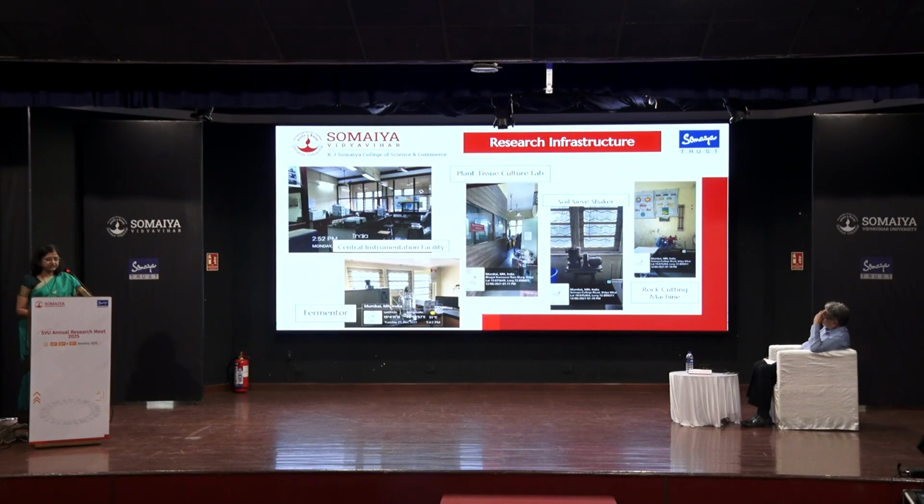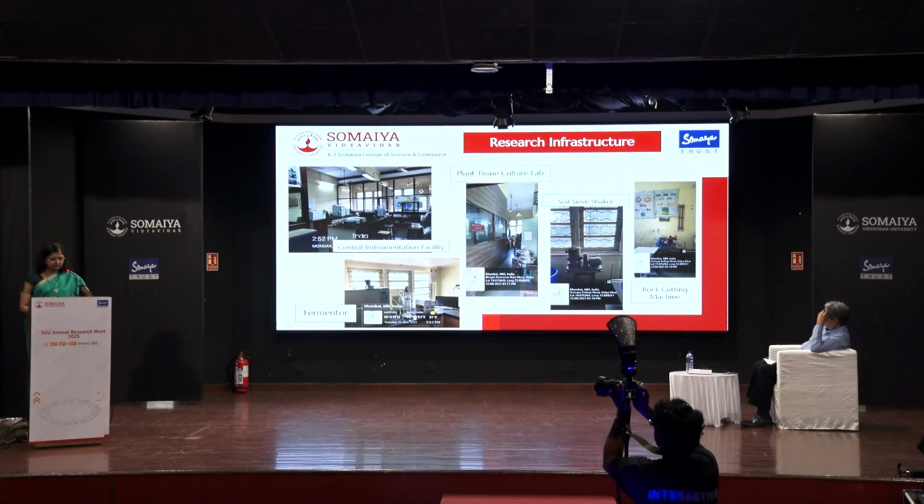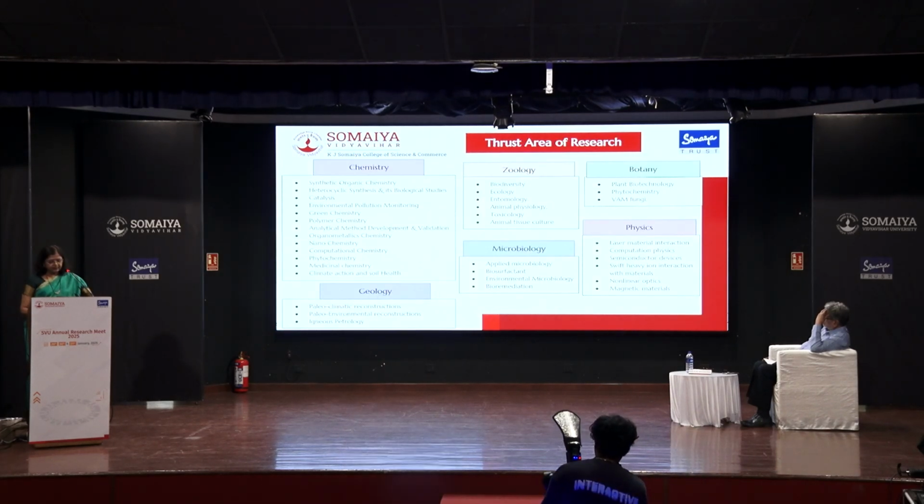We have a central instrumentation facility where we have GC, gas chromatography, HPLC, HPTLC, and of course a UV-visible spectrophotometer and other instruments, all being in the science college. Plant tissue culture lab, even if we are not maintaining the proper standards because we have very small space, UG level research can be done, some small projects can be carried out. Soil sieve shaker and rock cutting machine in the geology lab and a fermenter in the microbiology lab.